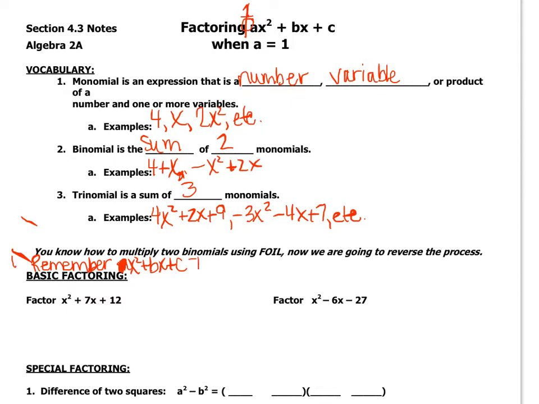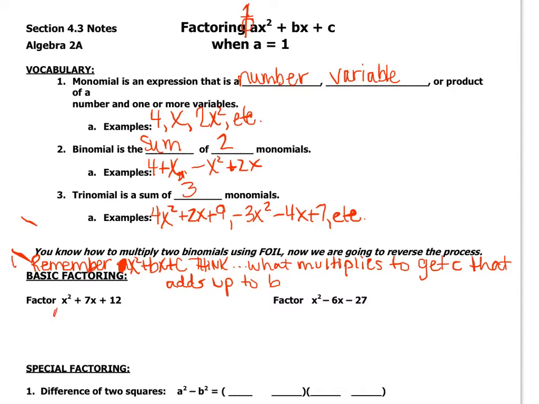And here's what I want you to think. What multiplies to get c that adds up to b? So for all of these, I want you to identify your c and your b, and you have to think, what are the numbers that I can multiply together to get my c that add up to my b? So let's try some factoring here.